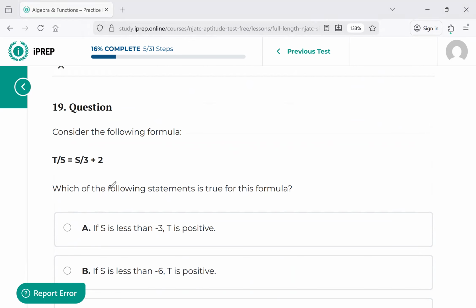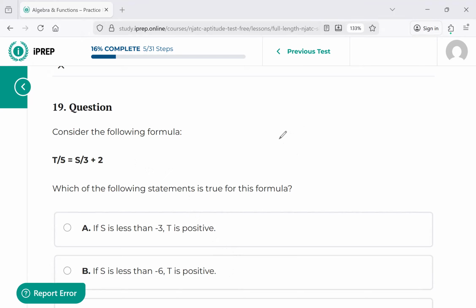This one, consider the following formula. We have 2 over 5 t equals s over 3 plus 2. And which of the following statements is true for this one? Okay, so this is one of those ones where you have to graph. This is related to a linear equation. And it's best to graph this one on a Cartesian plane. Sometimes in these linear problems, it's best to just plug in values. Sometimes it's best to graph it on a Cartesian plane and figure out which one of the statements is true.